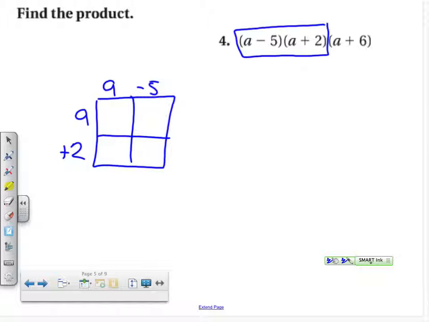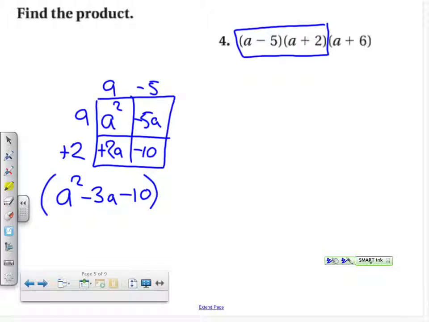Doesn't matter what goes on the top and what goes on the side. A times a is a squared minus 5a plus 2a minus 10. When we combine like terms, we got a squared minus 3a minus 10. And then we're going to take this times a plus 6. So now we got a 3 by 2.